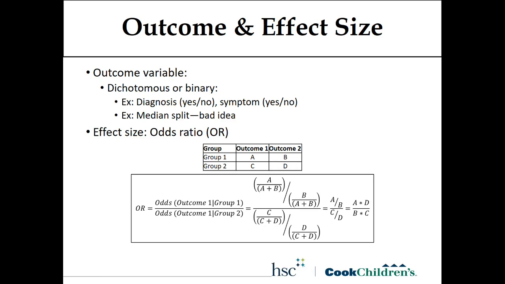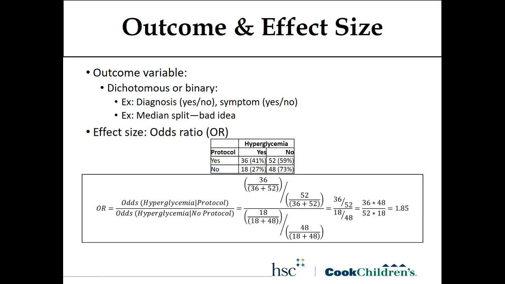Flip it around, and you get A times D divided by B times C. I bring that up just to say this is a formula I use a lot. I actually used it a lot developing this presentation. A times D divided by B times C is convenient for quickly computing odds ratios in Excel.